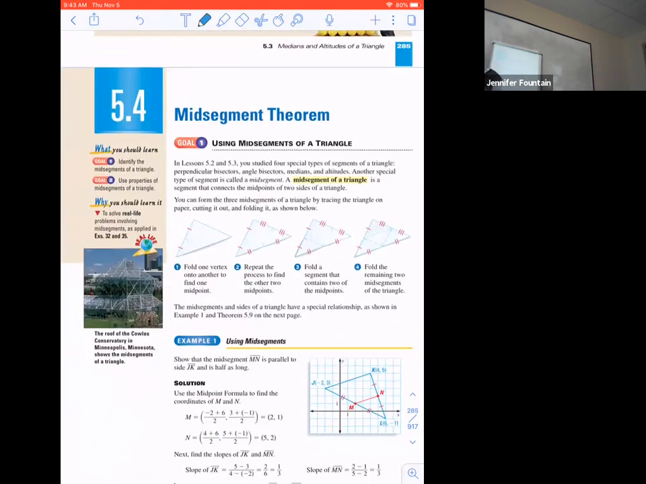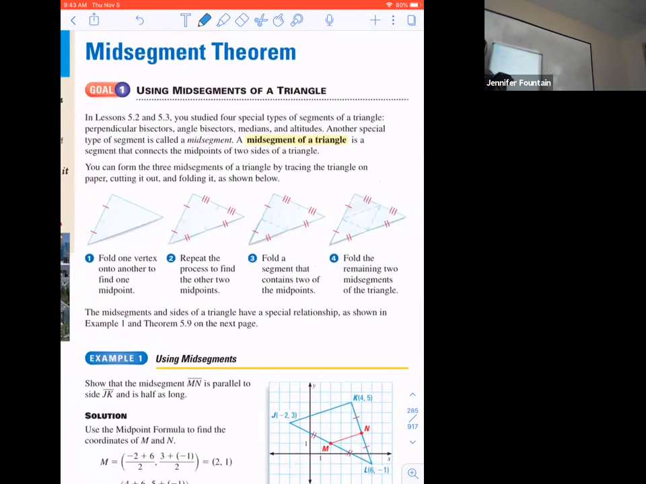All righty, let's go on to 5-4. We're going to start section 5-4. We will not finish it today, but we'll at least get started with it. Okay. So now we're talking about the mid-segment theorem, using mid-segments of a triangle.